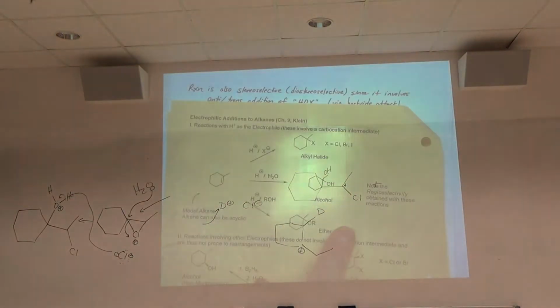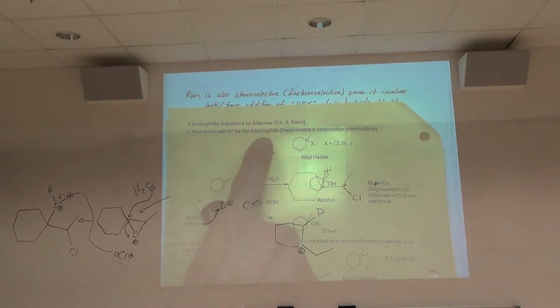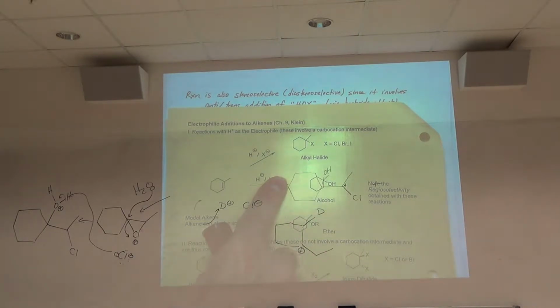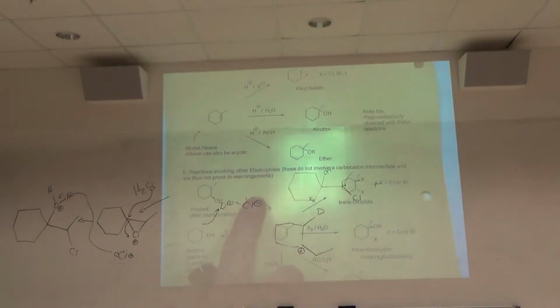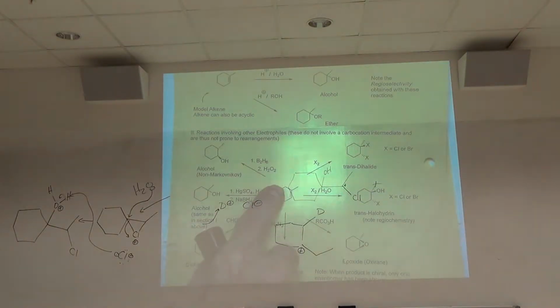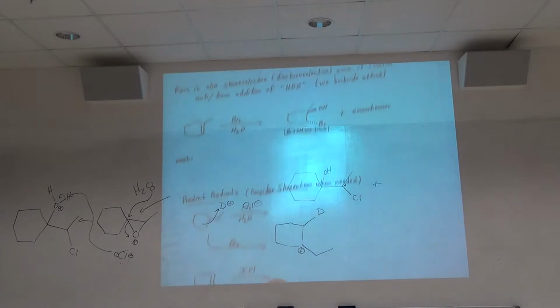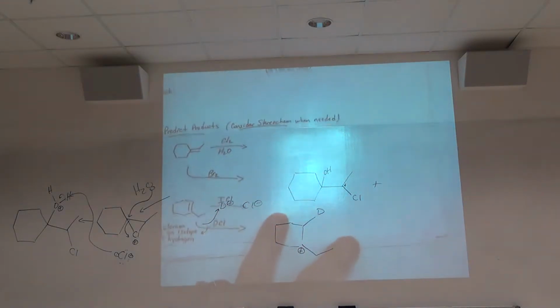Okay, let's review. Reactions with H+: all these react with H+ and involve a carbocation intermediate. Whenever you react with H+, it's a carbocation intermediate. These down here that we're doing, no carbocation intermediate. These are not H+. Everything else we react with is going to do some back bonding. But H+ or D+ cannot do back bonding. So it's a carbocation there.